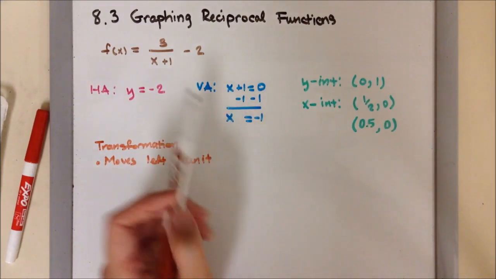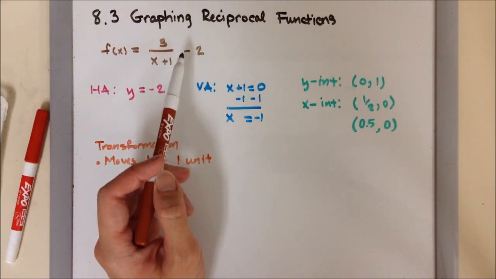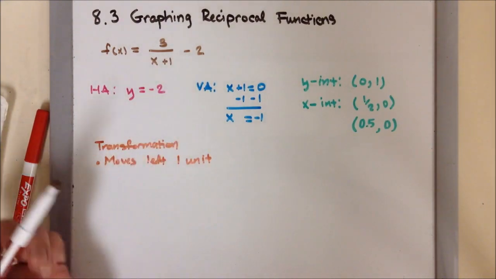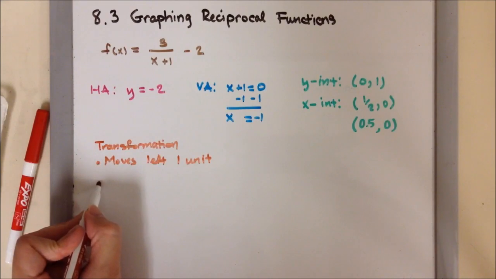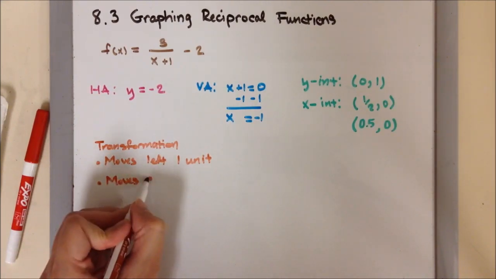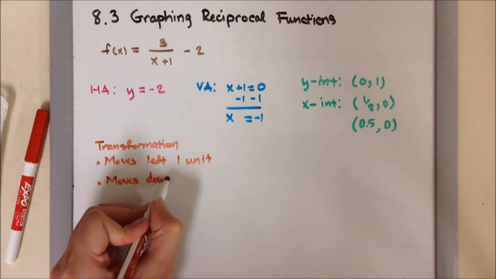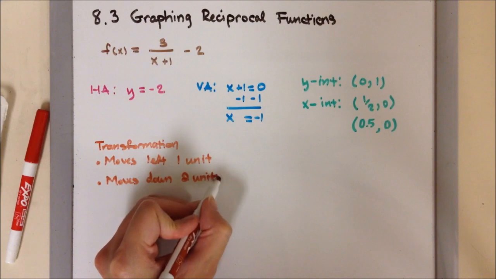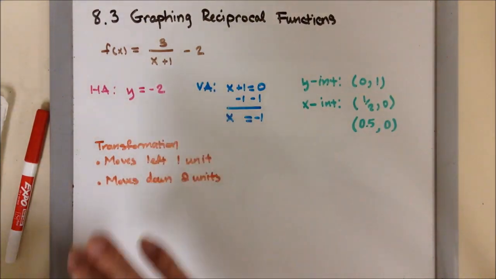Now the other part, if you have a number behind the fraction, like the -2, then it's going to go up or down. So for this example, since it's -2, it's going to move down 2 units. And that's the only transformation that we have in this example.